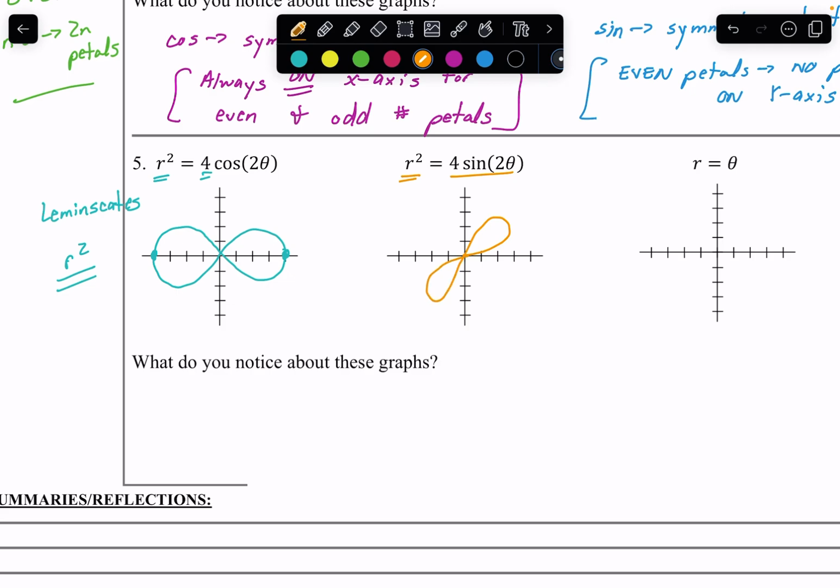That was a terrible drawing. Let me try one more time. You're going to have this little loop. You're going to have this little loop. There we go. Close enough.